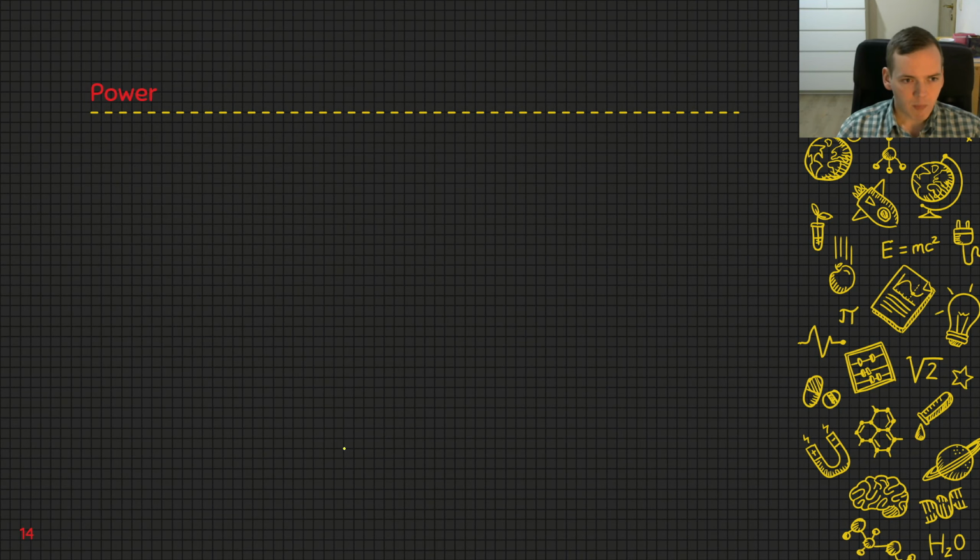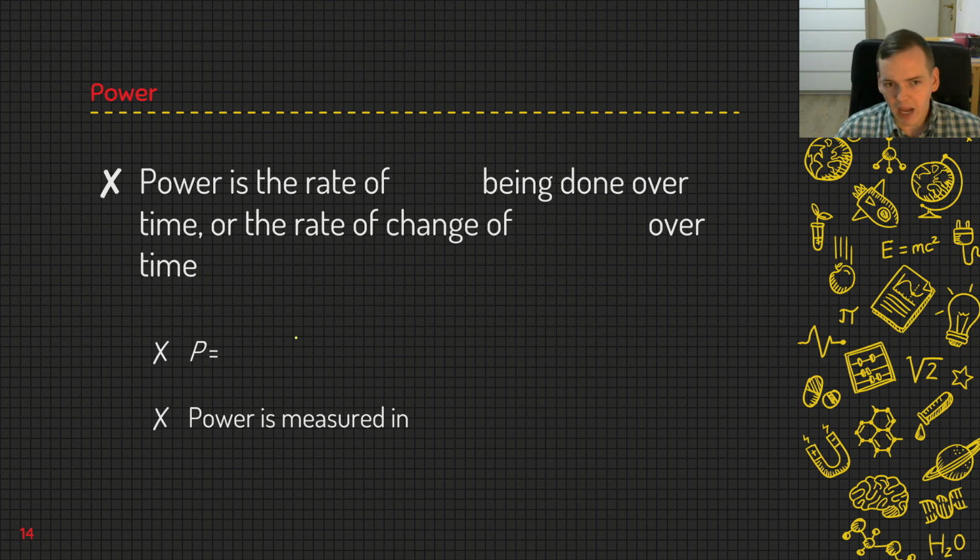Next, we're going to talk about power to close out here. Power is the rate of work being done over time, or in other words, the rate of change of energy being done over time. So power is equal to work divided by delta T, or it's also equal to change in energy over delta T, just because remember work is equal to a change in energy.